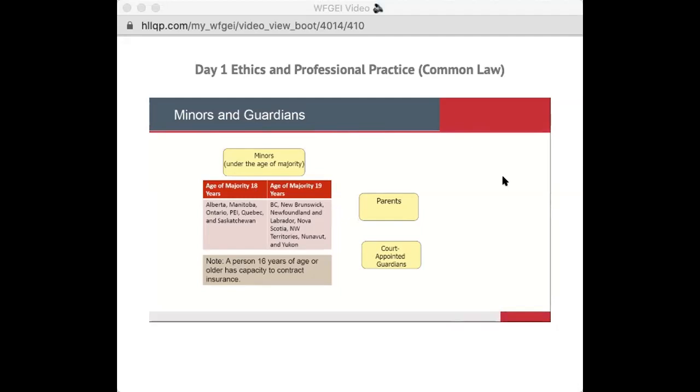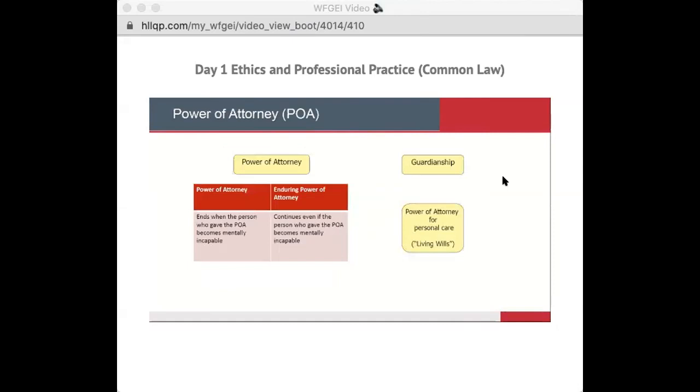Okay, and of course, the other person that has the right to insure is a court-appointed guardian. So any guardian for the children and everything, they also can buy insurance on those minor children, because they have, again, the legal capacity and everything. So let's move on. This is a very important section, the power of attorney.